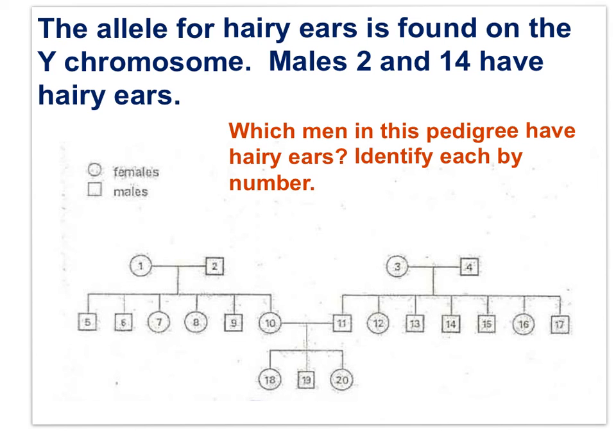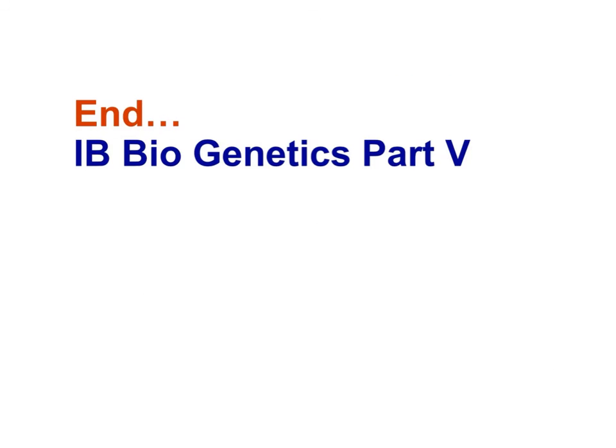It's a question about an allele on the Y chromosome. You're given the information that males 2 and 14 have hairy ears, and you're asked which men in this pedigree have hairy ears and identify each by number. I'll tell you that all the men have hairy ears. Can you see why? And that brings us to the end of IB Biogenetics Part 5.